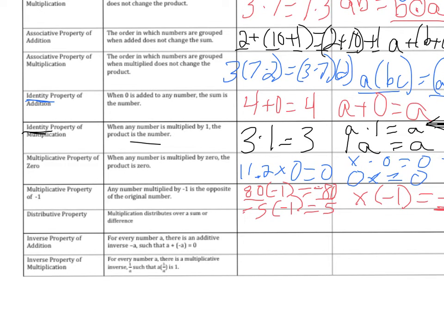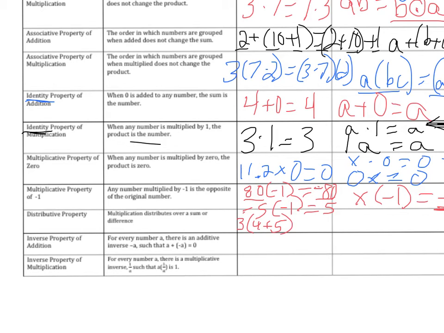Distributive property, we've spent a long time on distributive property, so you know it pretty well already, but just as a review, multiplication can distribute over a sum or a difference. So basically there's a number sitting out front, for example, 3, and there's either a sum or a difference. I'm going to use a sum because those are more common.